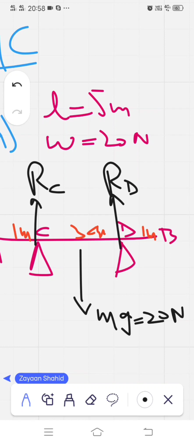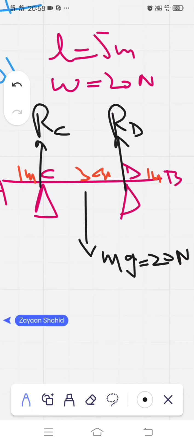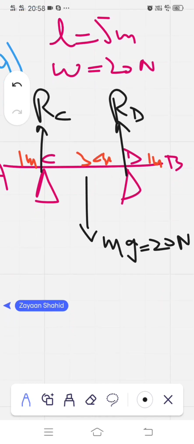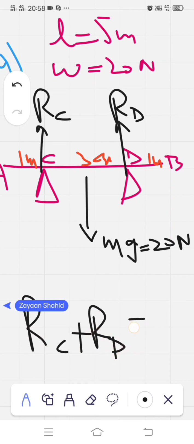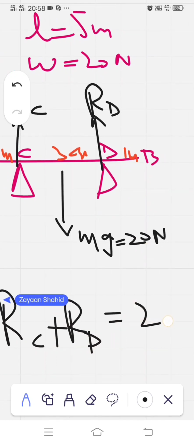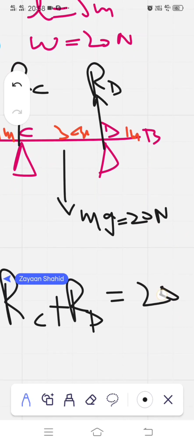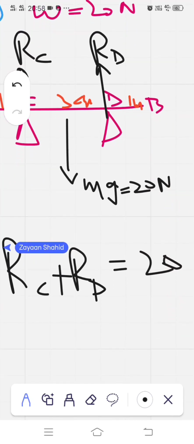This is given. Resolving vertically, the two reaction forces are in the upward direction and one, the weight, is in the downward direction. So the opposite forces we take as equal for equilibrium. So RC plus RD is equal to 20 Newton.